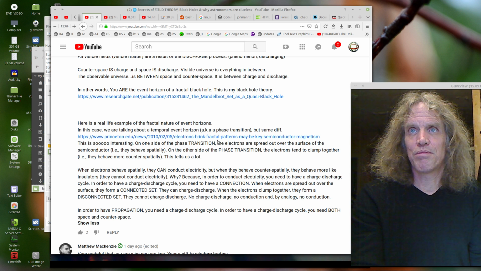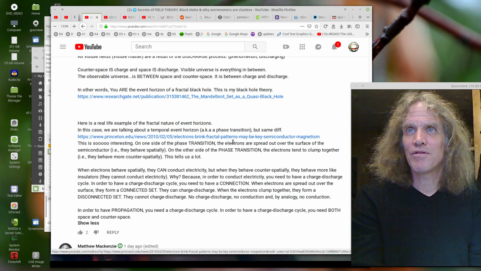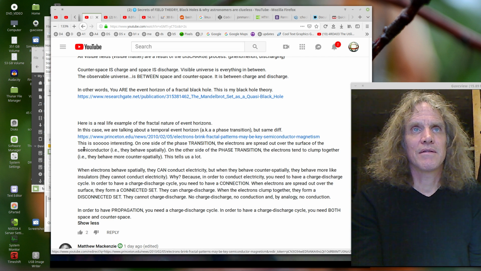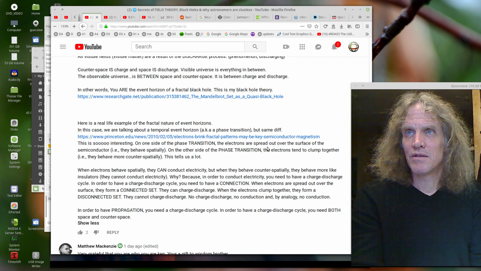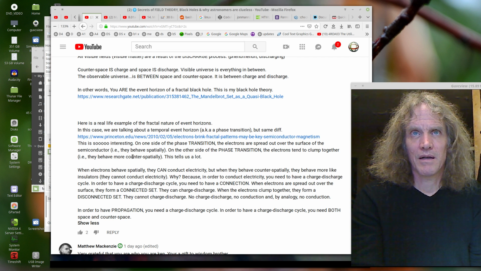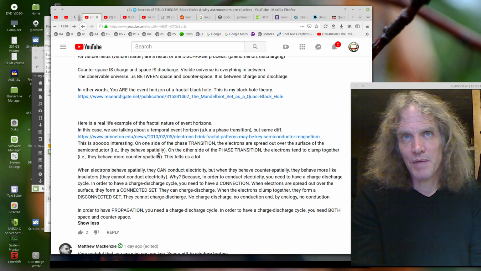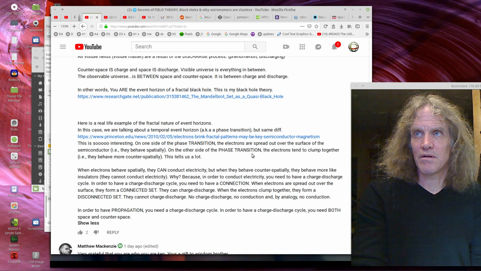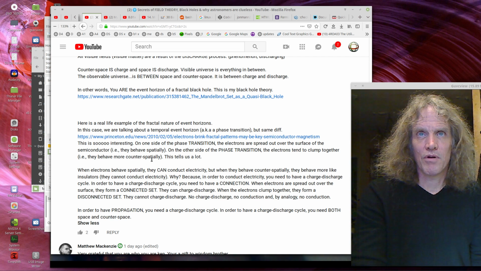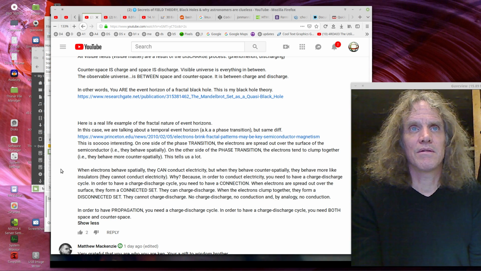Electron brink fractal patterns may be key to semiconductor magnetism. I don't think so. This is so interesting. On one side of the phase transition, the electrons are spread out over the surface of a semiconductor. They behave spectrally. On the other side of the phase transition, the electrons tend to clump together. They behave more counter-spatially. This tells us a lot. No, they are just nuts.